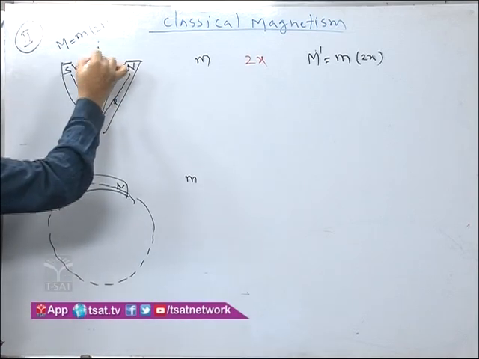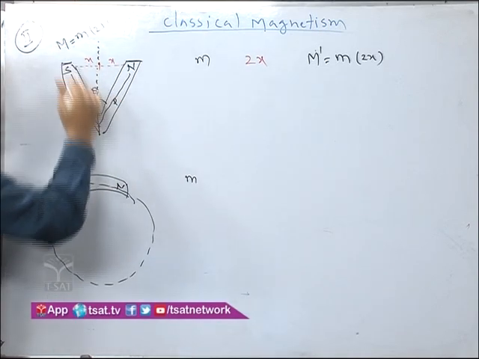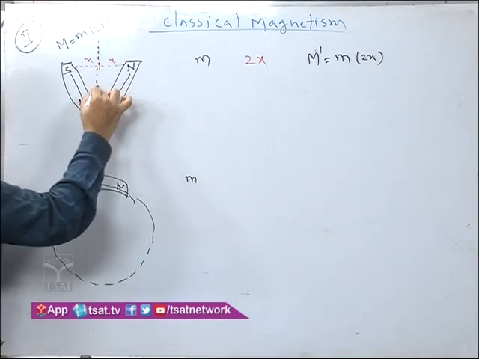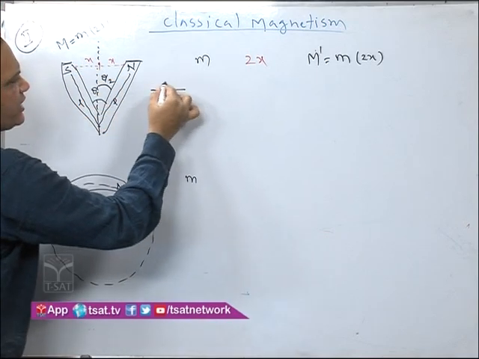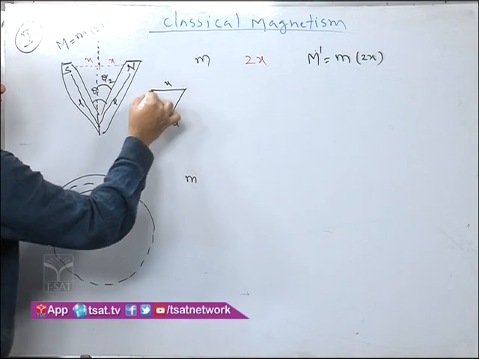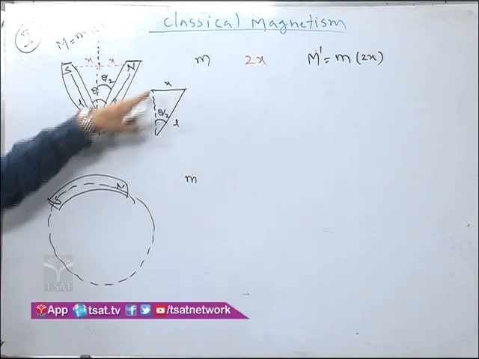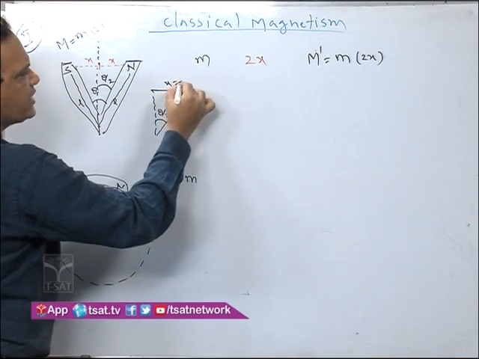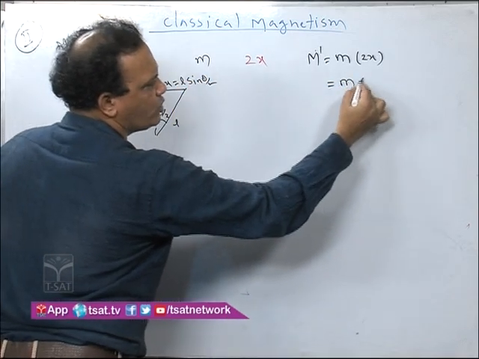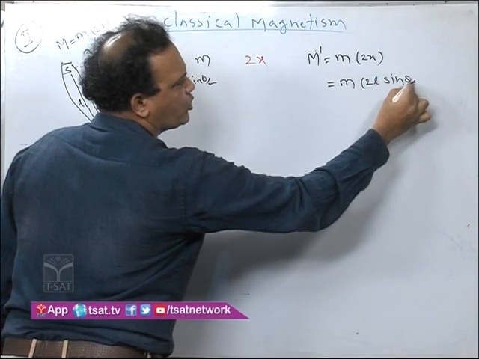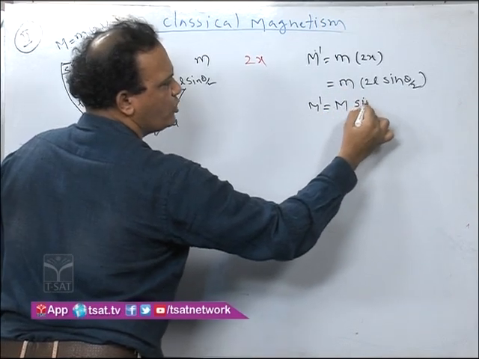So you take a line here. This V shape, suppose it makes an angle theta at its center. At this position at the midpoint, theta is bisected into theta by 2. From this point, this horizontal is x and this is L, and this part represents theta by 2. So x is the opposite side of this theta by 2. So from this, x is equal to L sin theta by 2. So its new magnetic moment is m into 2L sin theta by 2. Therefore, its new magnetic moment is the initial magnetic moment into sin theta by 2.